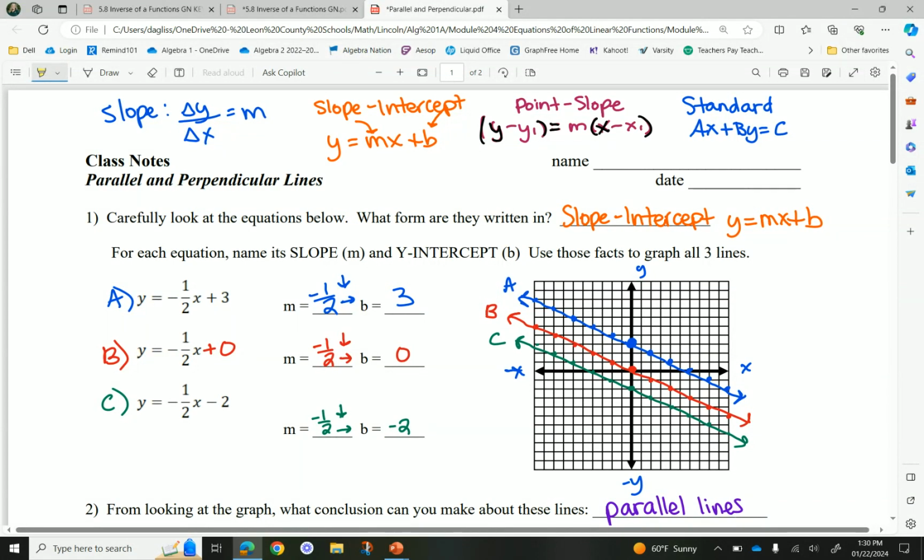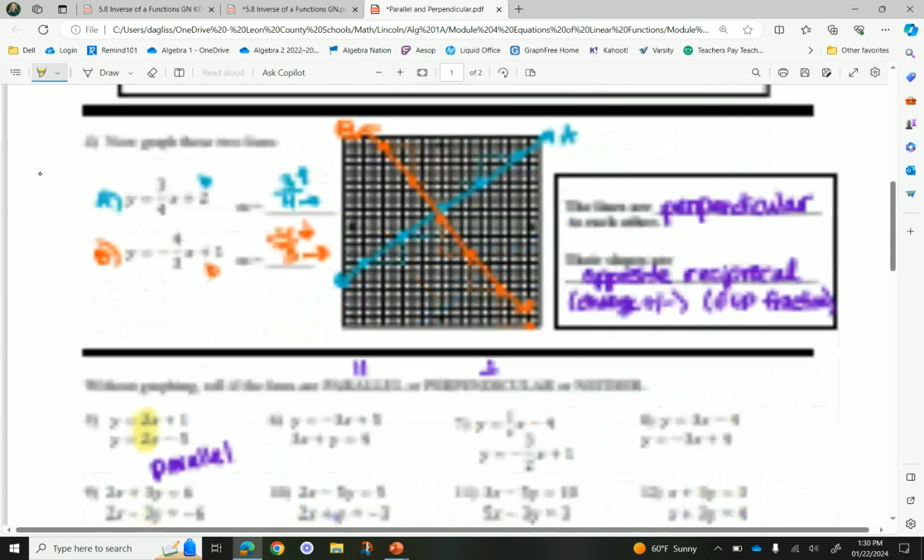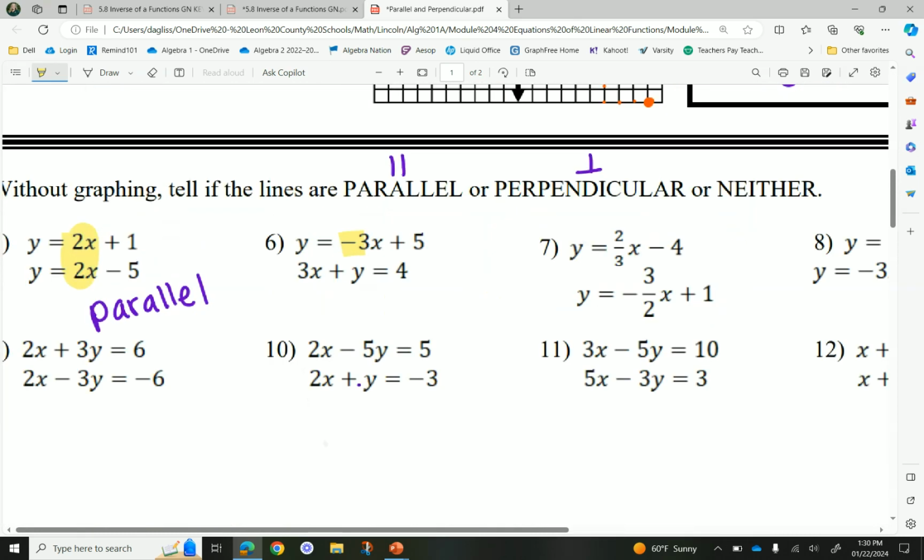Notice standard form doesn't have an m, right? Slope intercept has the m, and point slope has an m. Standard does not. So when it's in standard, you have to rewrite it to where it's one of the other two. So usually you have to add or subtract the x to the other side. So let's go back to number 6.